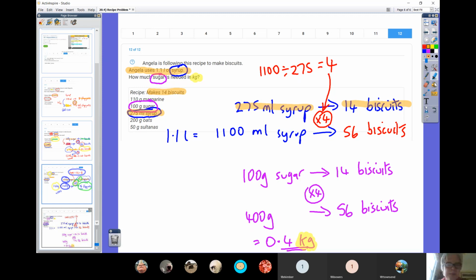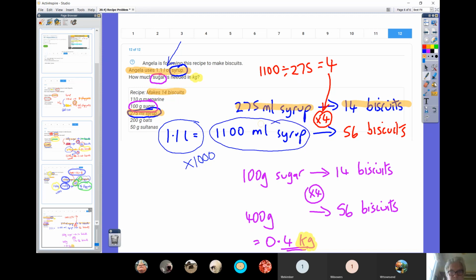Now, Angela uses 1.1 litres. Remember how I told you this L, that L is standing for litres. Now 1.1 litres, we need to go and turn that into millilitres. So we've times that by 1,000 to give us 1,100 millilitres of syrup.